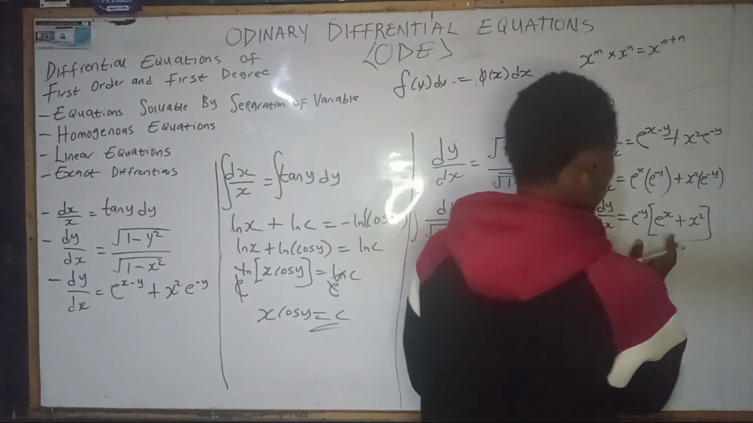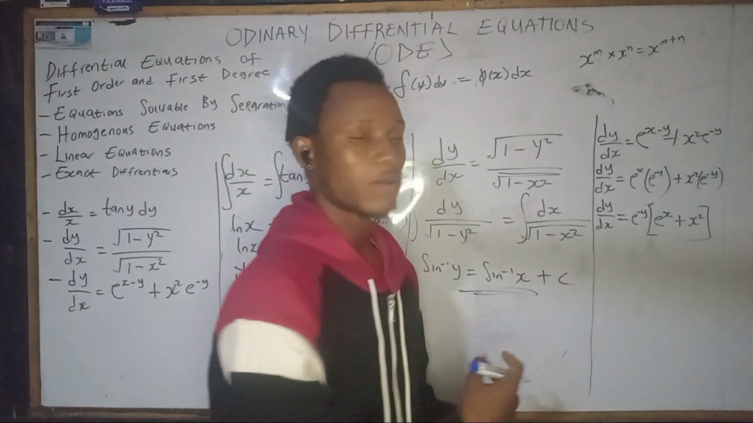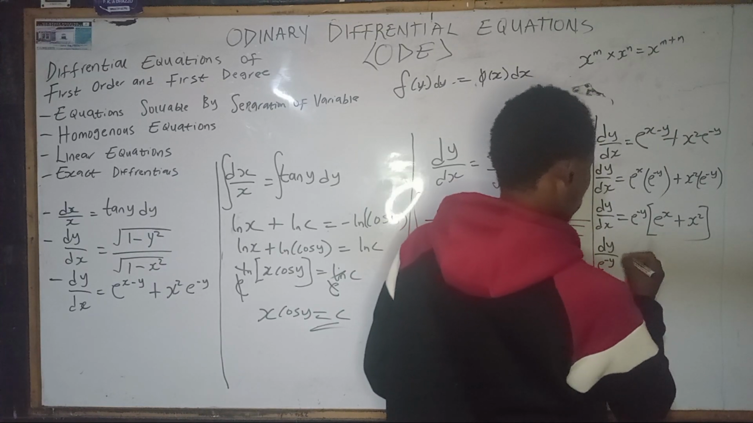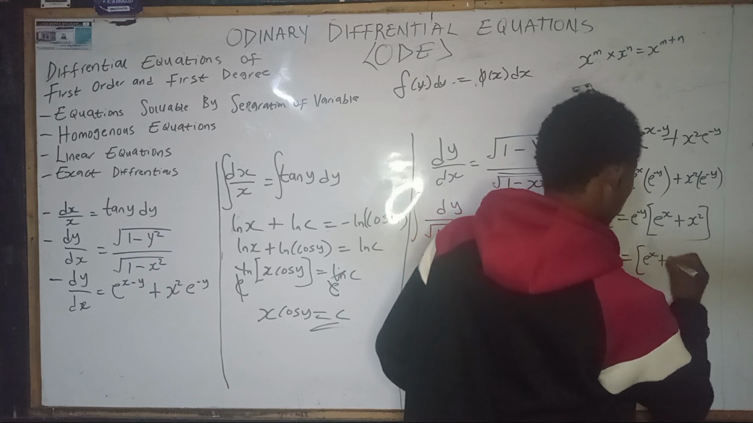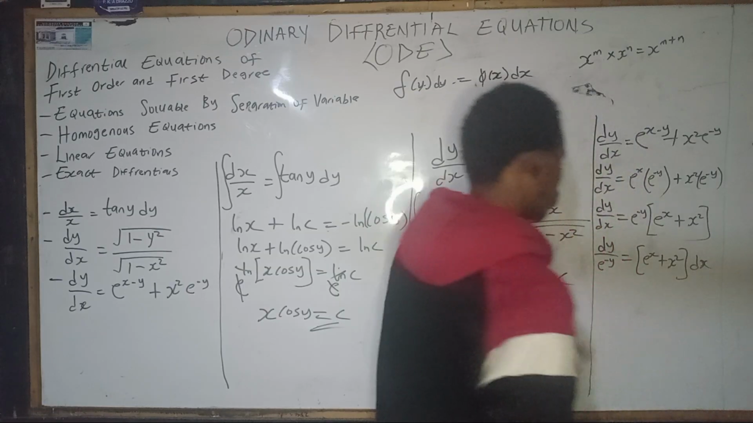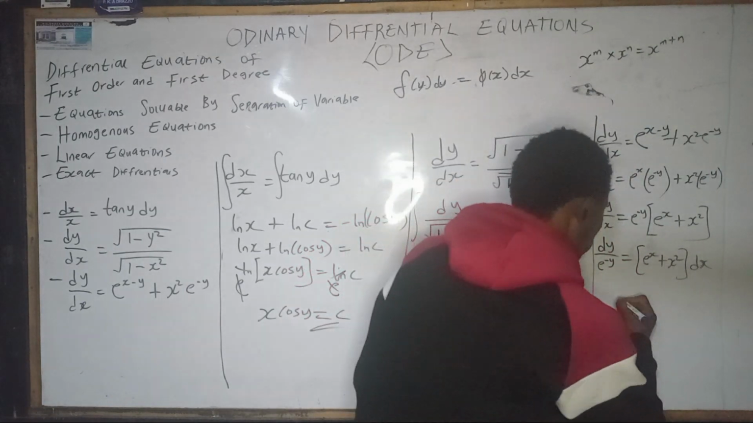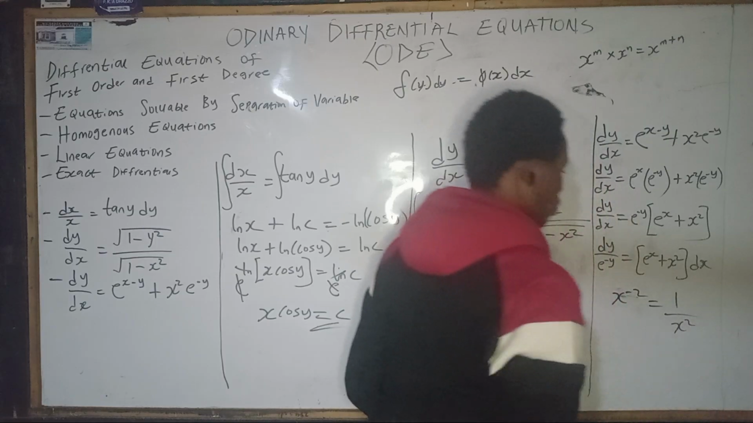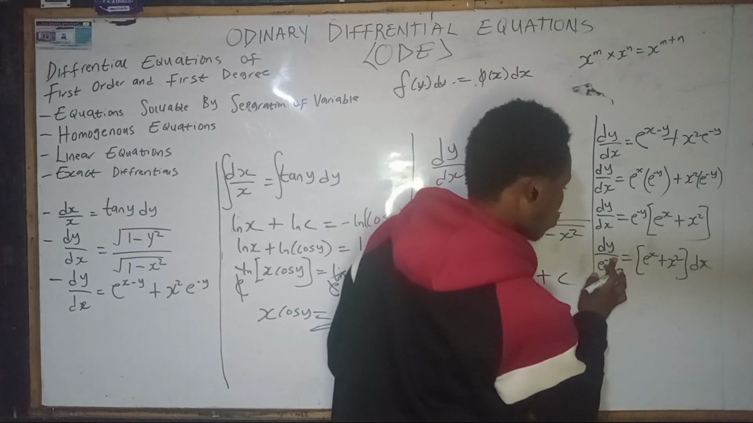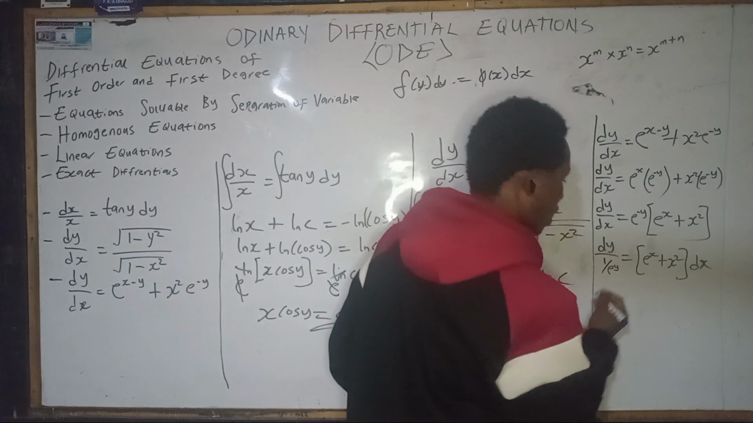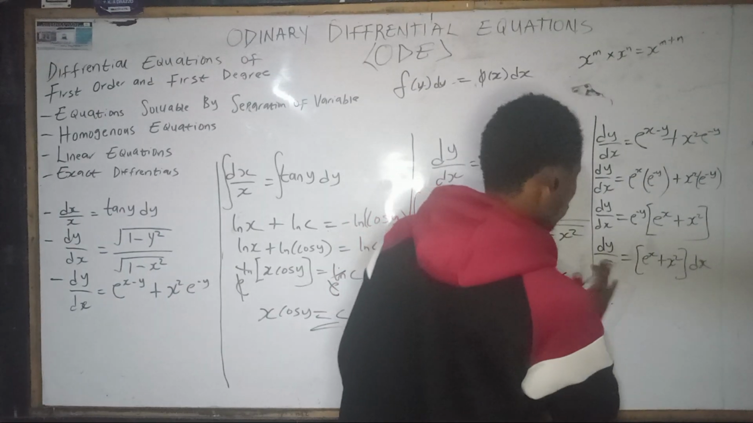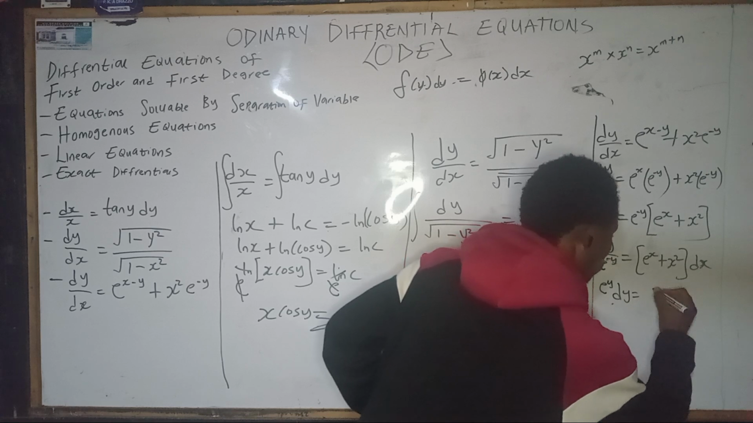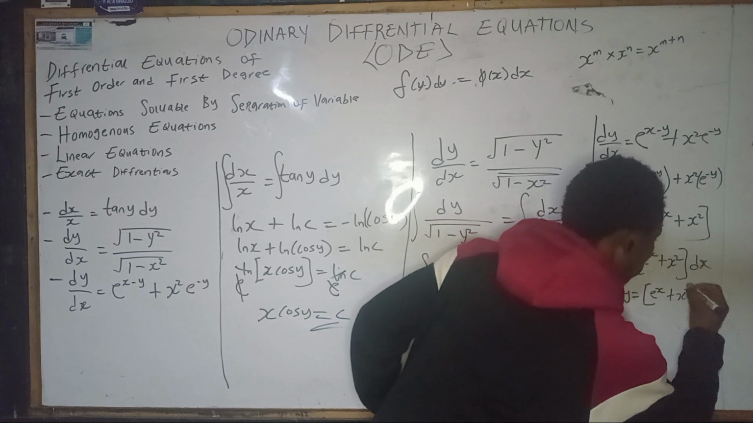Nice. Now let's put our x on one side and our y on the other side. So here we are going to have dy over e raised to the power minus y is equal to e raised to the power x plus x squared dx. Now we know e raised to the power minus something is like saying, let's say we have x raised to the power minus 2, it is like saying 1 over x squared. So in this particular case, e raised to the power minus y becomes 1 over e raised to the power y, so we replace it: e raised to the power y dy is equal to, in brackets, e raised to the power x plus x squared dx.